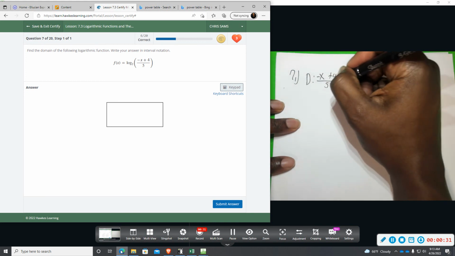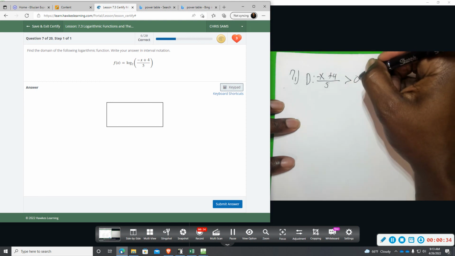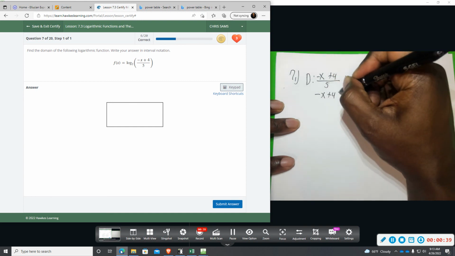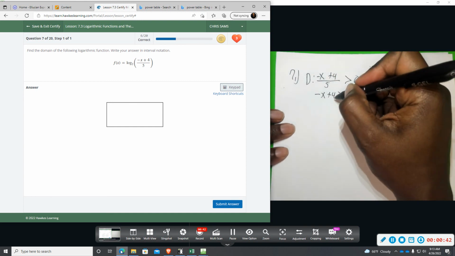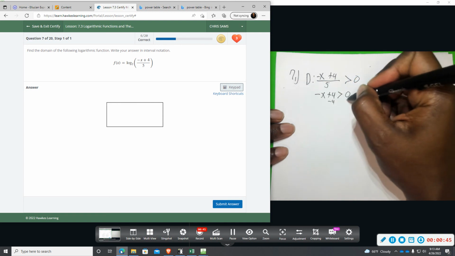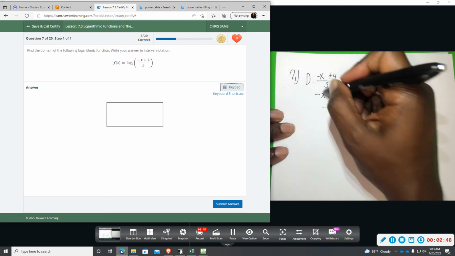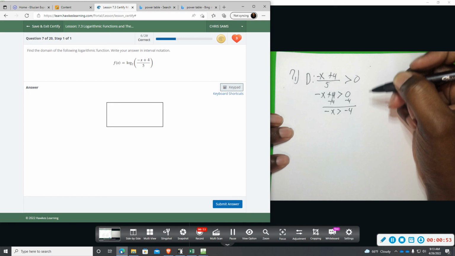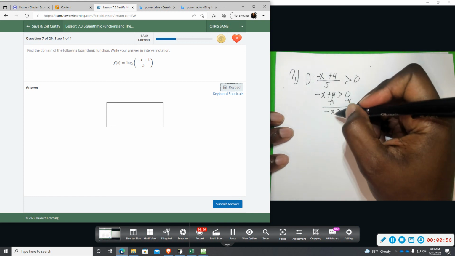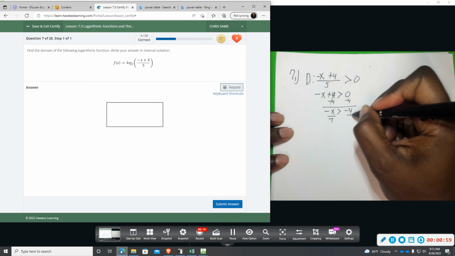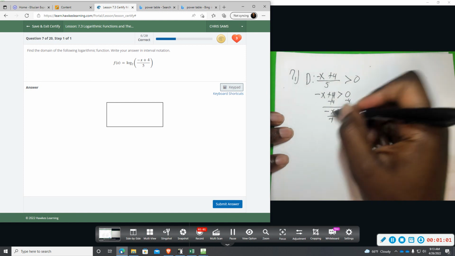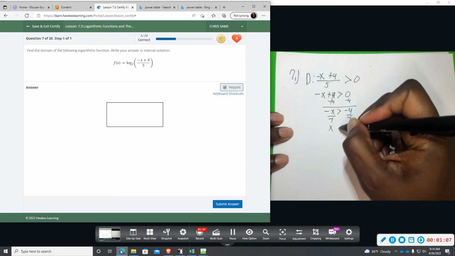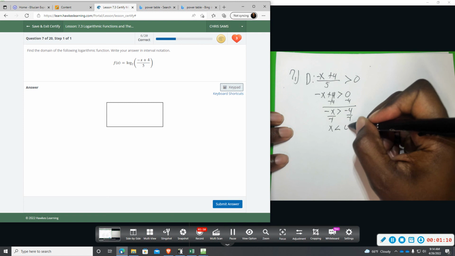So to get rid of a fraction, I'm going to multiply by 5. When I multiply by 5, 5 times 0 is still 0. So that gives me negative x plus 4 has to be greater than 0. Then we will subtract 4 from both sides, and that will give me negative x is greater than negative 4. And then to get rid of the negative, I have to divide by negative 1 or multiply by negative 1. Anytime you multiply or divide by a negative when you have an inequality, you've got to flip the sign. So this becomes positive, this becomes less than, this becomes positive 4.